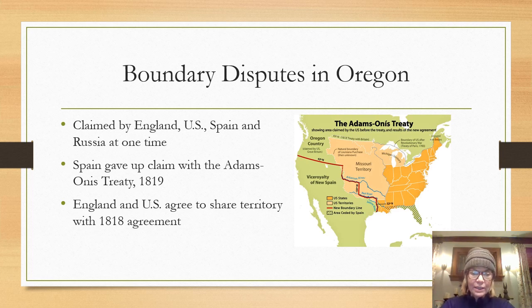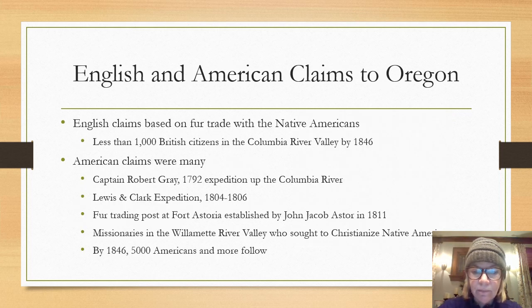Now remember from the 1818 agreement, the United States and England agreed to share Oregon, right? And then through the Adams-Onis Treaty, we had settled our border with Mexico. But as you know, that changed when Texas went in there and became an independent country. Okay, so Americans have a lot of claims to this Oregon territory. England has less than 1,000 people there. Very few people were coming and trading or living.